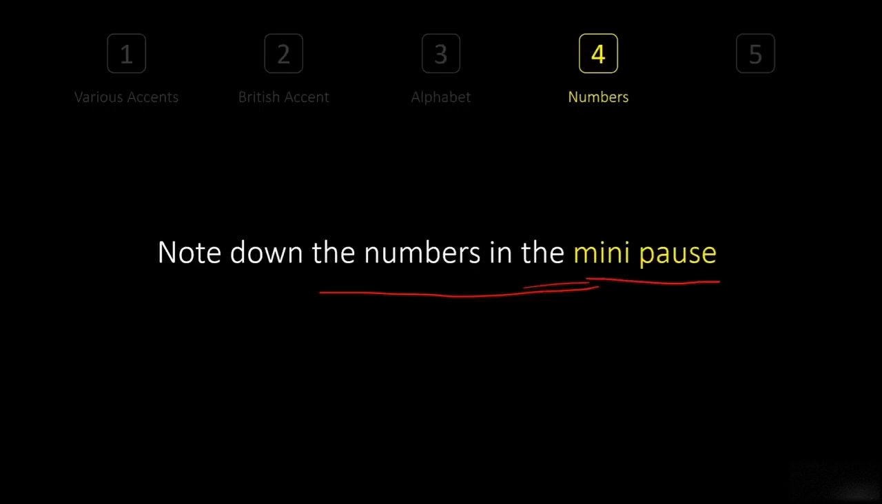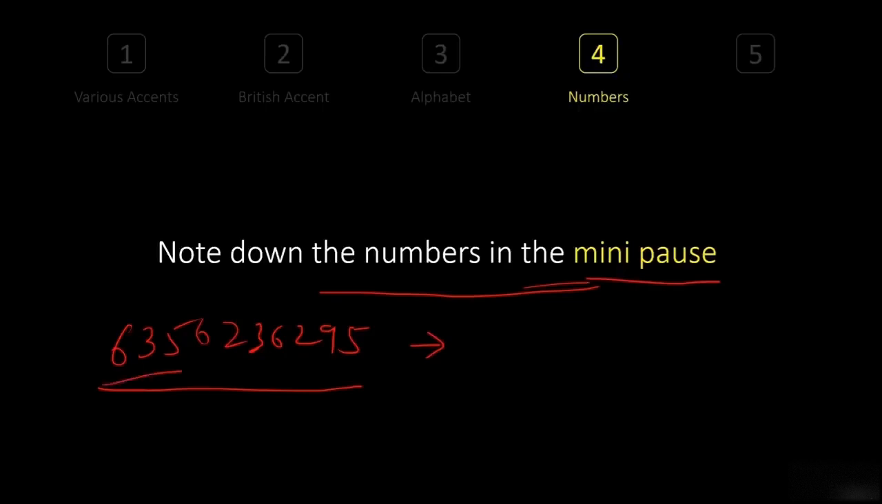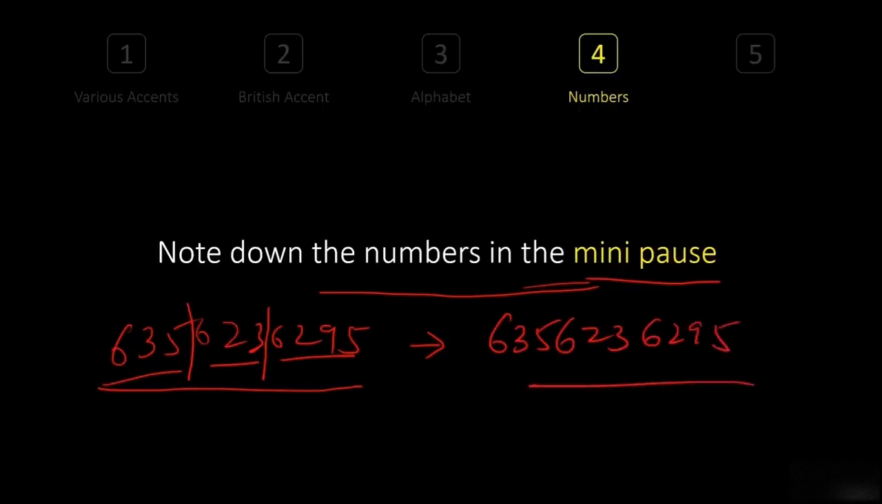Let me show you the difference between how we think and how numbers are really pronounced. We think numbers are pronounced like this: 635623629. No, never. Numbers are not pronounced like this on television or in exam. They're pronounced like this: 635, 623, 6295. You see, when I said this, there was a mini pause between these. So I said it this way: 635, 623, 6295. You see, there was a pause here.